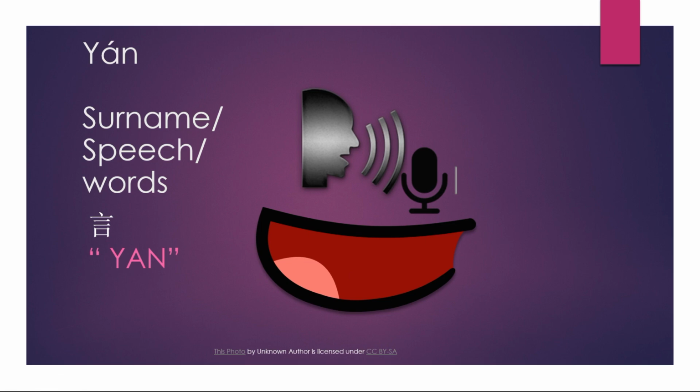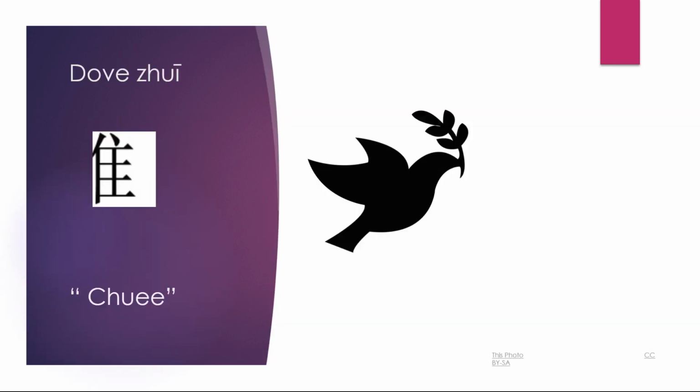Let's get to the next character of our episode. The next character is Do. So Do is a small-tailed bird. All those small-tailed birds are classified into Do, and Do can be spoken as Zhui.